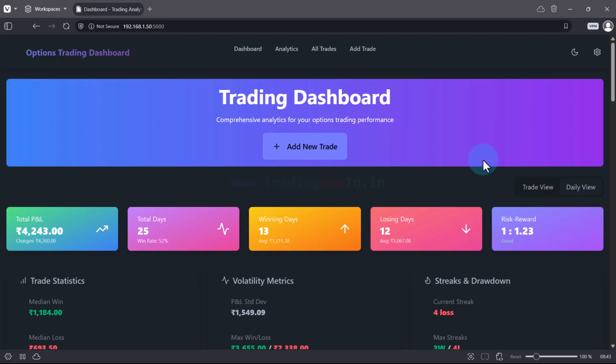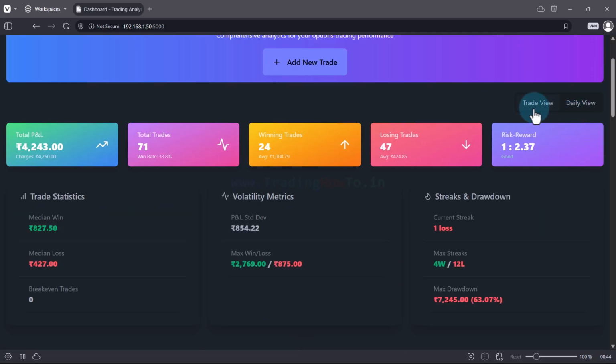When I talk about the P&L, the win rate and other stats, we can do that in two ways. One is in terms of the trades. The second is in terms of the day's P&L. If I select trade view here, the data displayed on the screen is in terms of the trades. So here I have made a profit of around 4,243 rupees in my 71 trades. And this profit is after including all the brokerage and other charges, so this is the actual profit that I have.